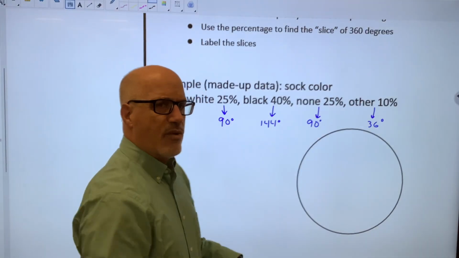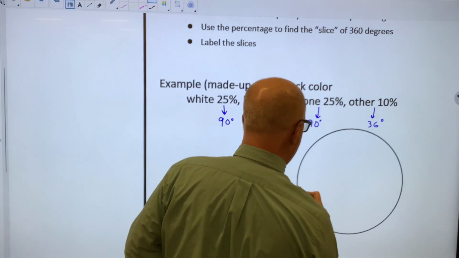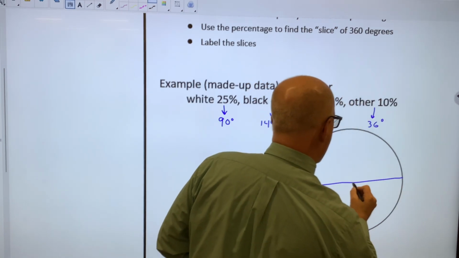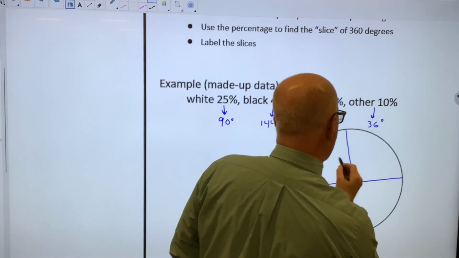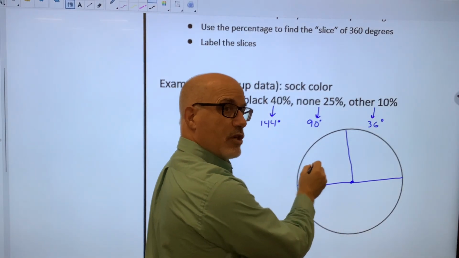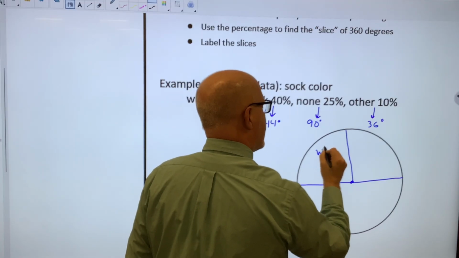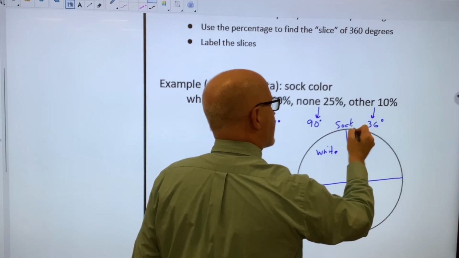Now I notice that two of them are 90 degrees. So I'm going to use that advantage, that that's just half of a circle if I put them together. So if I draw straight across and then draw straight up, this would be 90 degrees here. That would be 25%. So I'd say white here, let's label it. This is going to be socks, okay?